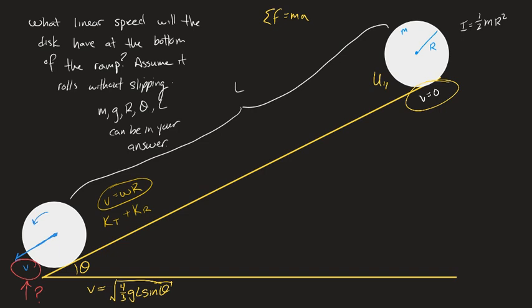So in this problem, the amount of potential energy we have, mgh, or in this case, L sine theta, has got to be equal to the total amount of kinetic energy we have at the bottom, which is going to have to be 1/2 mv squared plus 1/2 I omega squared.